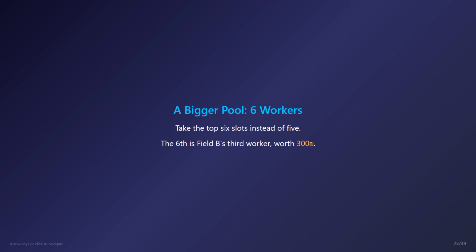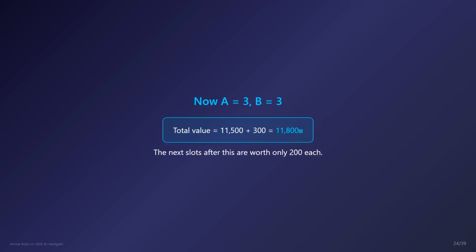Let's try a bigger pool, 6 workers instead of 5. We simply take the top 6 slots. The 6th one is Field B's third worker, worth 300 shekels. Now the allocation is 3 workers in Field A and 3 in Field B. The total value rises to 11,800. And notice, the very next slots after this are worth only 200 each.